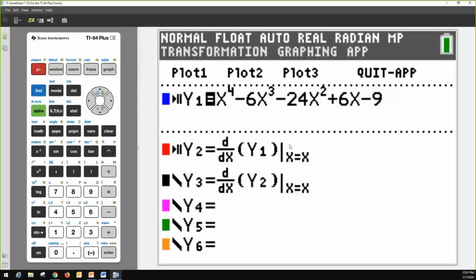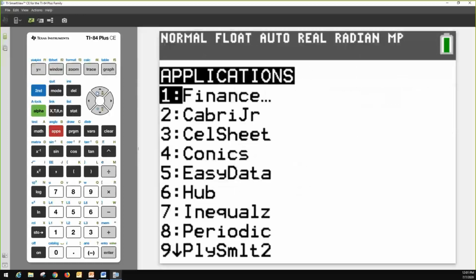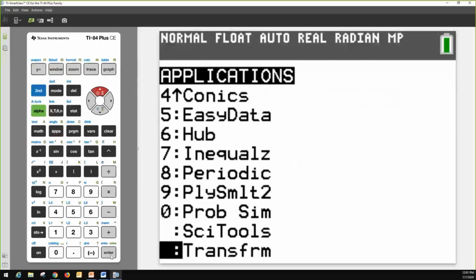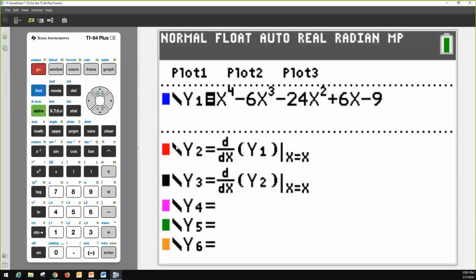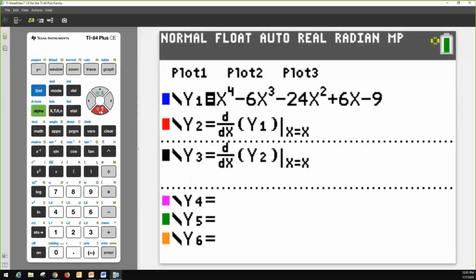Now at the moment, these funny little cursor things next to my y1 and y2 tell me that I've still got that application turned on. So I'm going to jump out of here, go back into transformations and switch it off. And now I can just go back in here and you'll see that these have returned back to normal. I've got the first derivative turned on, and I only want to see the second derivative because for concavity, I'm interested in the second derivative. So press graph.